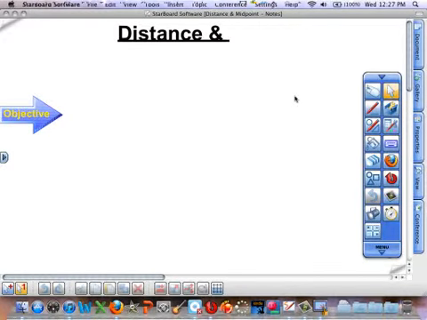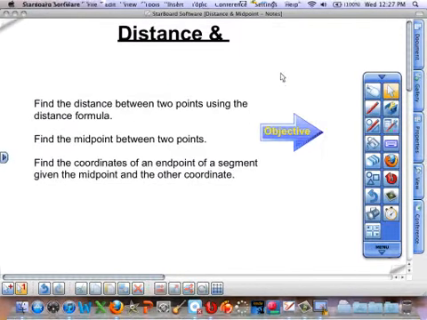All right, so we're looking at today's lesson. We're looking at distance and midpoint. Fairly straightforward. Find the distance between 2 points. Find the midpoint between 2 points. And then if I give you a midpoint, a coordinate, tell me where the other endpoint would be. That's basically what we're going to be looking at today. So it's 3 skills. So fairly straightforward.